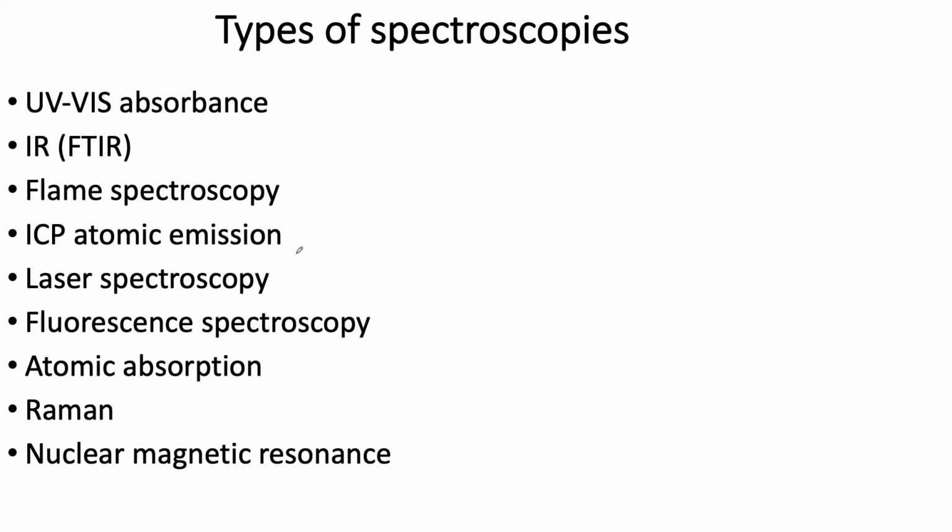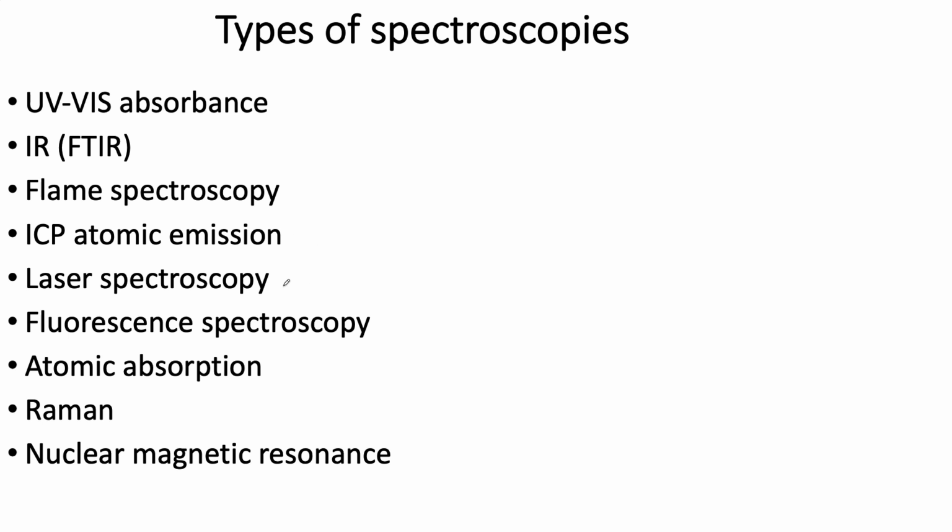You can make that more sensitive by coming up with this inductively coupled plasma atomic emission. That's similar to flame spectroscopy, but much more, and we'll talk about this, it's much more stable. It has more energy, or it's more power, so that it's more sensitive. And you'll see this a lot. It gets used a lot because it's so sensitive.